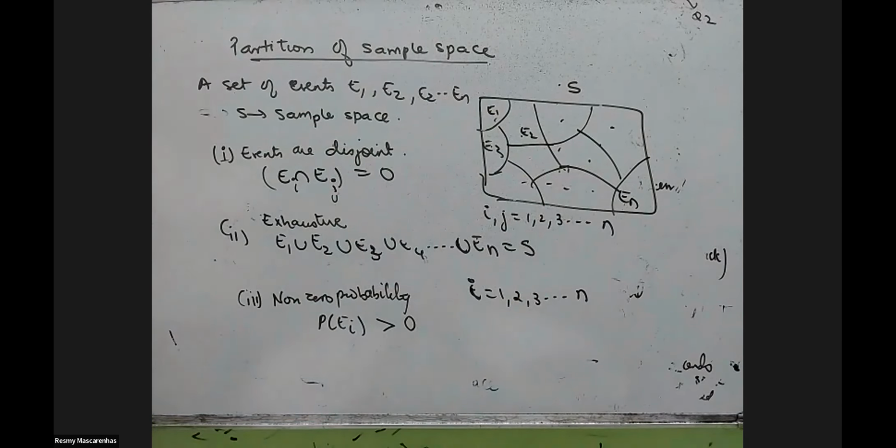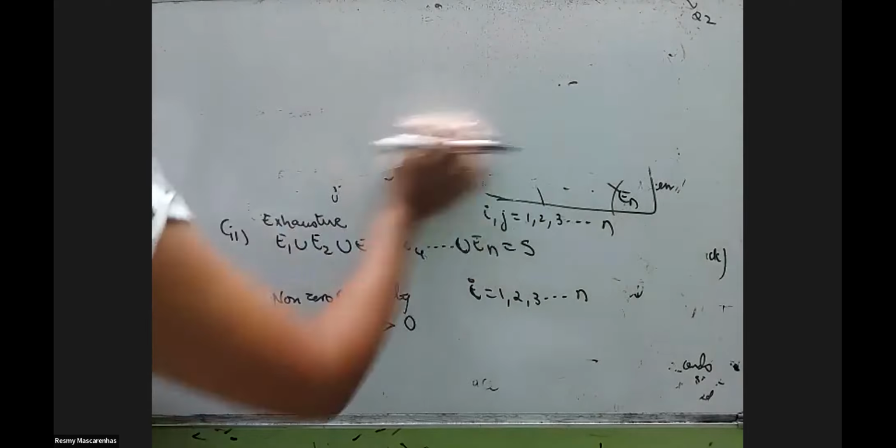So these are the 3 conditions for any partition of a sample space. First, they should be independent from each other, nothing should be common between them. Second, when you add all the events, it should give you the sample space. And the third one, the probability should be positive, it cannot be zero. Now, based on these three conditions, this proof is asked in the exam.